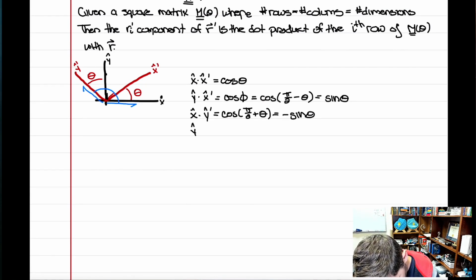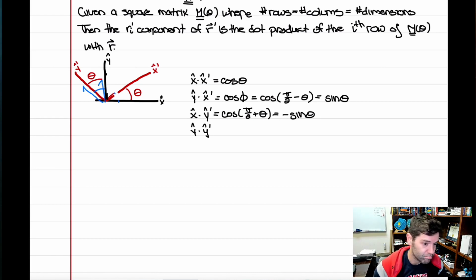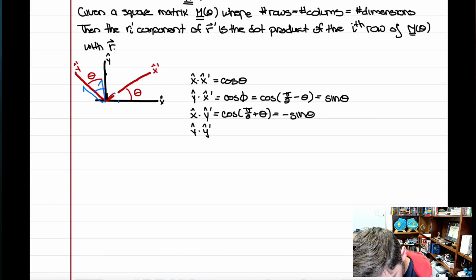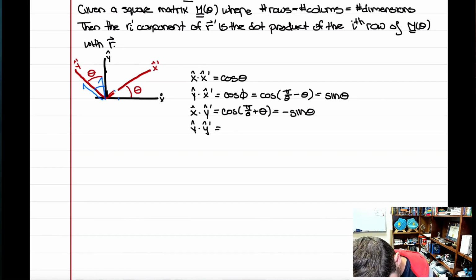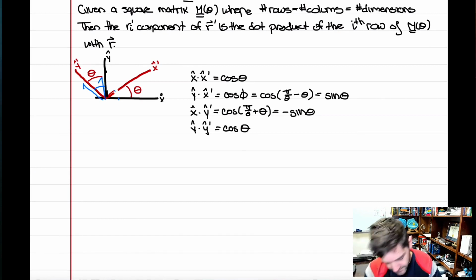Then finally, y hat dotted with y hat dash. That looks like it's instead this angle, which in that case is just theta again. So this looks like it's just cosine of theta.